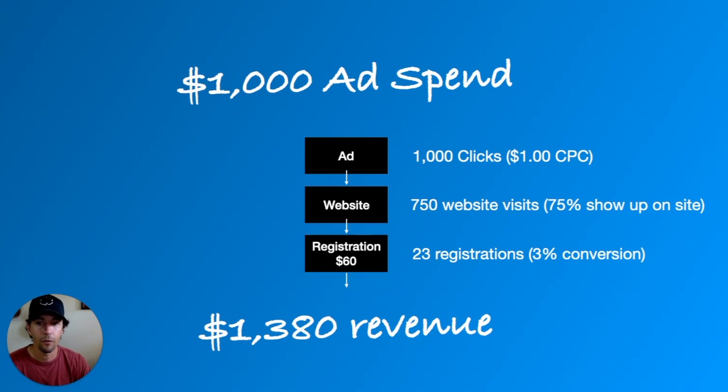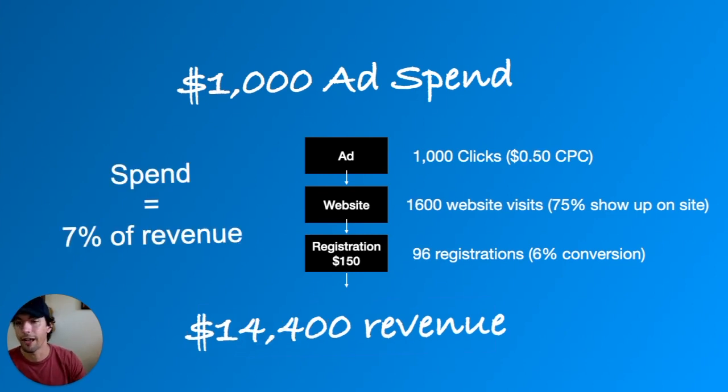And a lot of times I'll see something like this too. I spend $1,000, it's like $1 per click, and we get 75% of those to show up on the site and then 3% conversion. This becomes very narrow margin, right? We got more in revenue back than we spent, which is good, but there's no way we're covering our costs with $380 for 20 people. So this is actually going to be an unprofitable campaign, even though it was a positive return on our ad spend.